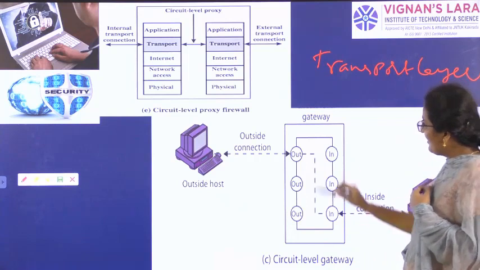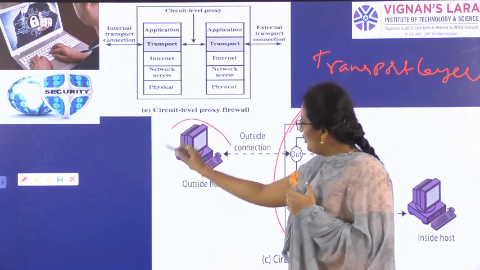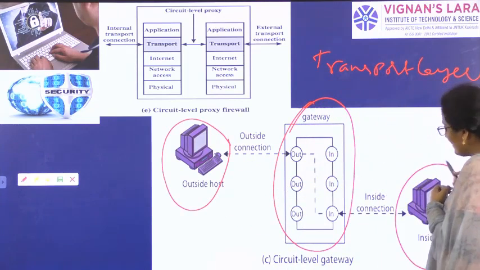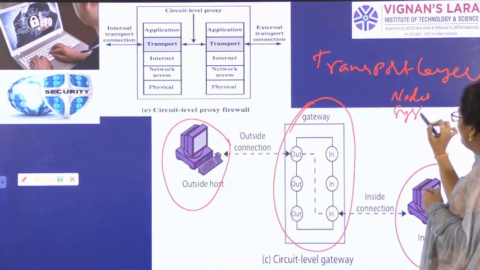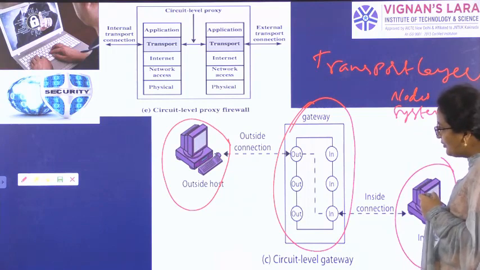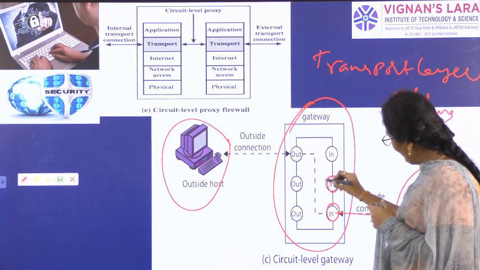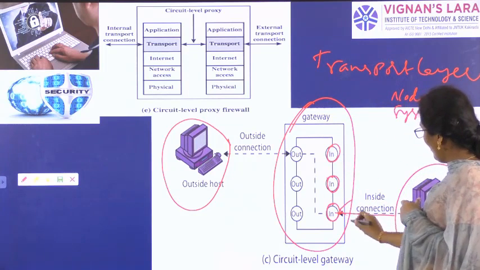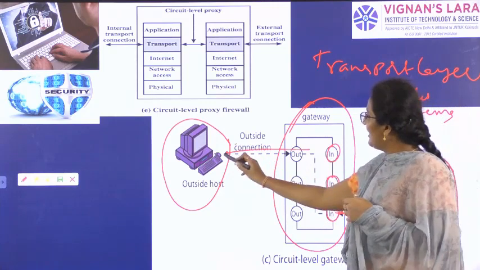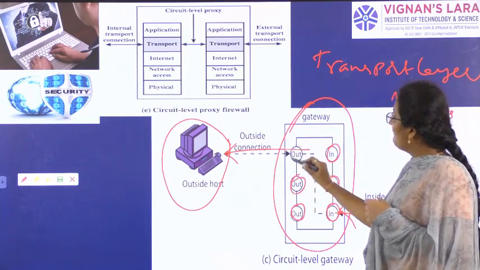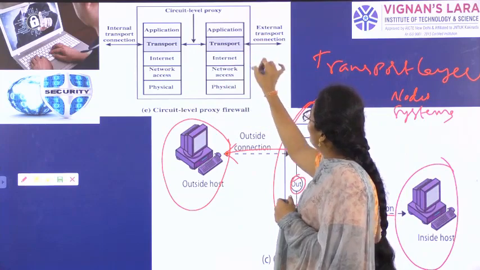So if you see here, this is the gateway circuit diagram. We have the outside host and the inside host. These both are nothing but nodes, nothing but systems. Here in the circuit diagram we have in objects. These in objects are sent by the inside host, and we are sending those objects to the outside host in the form of out objects. So this is the circuit level gateway diagram.